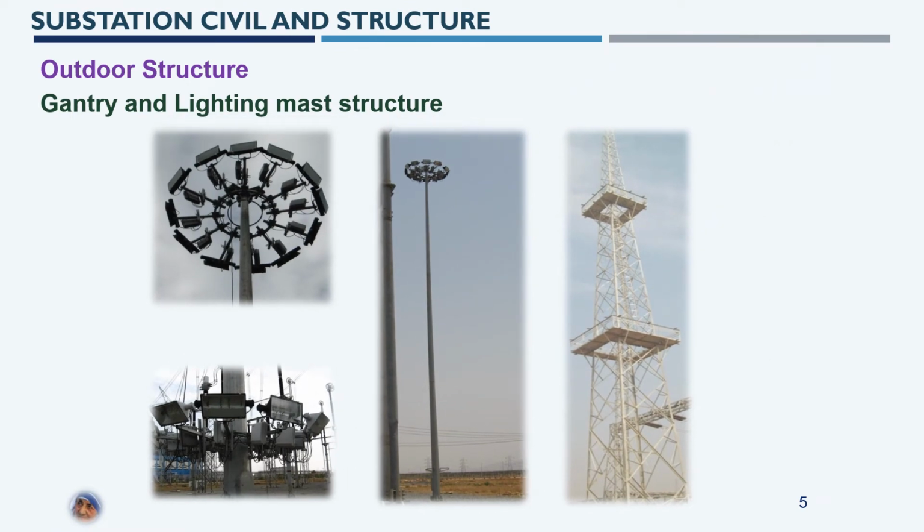This is a lighting mast picture. On the left side, the high level flood lighting and medium level flood lighting are displayed, and in the middle it is a hollow circular profile tower for a lighting mast. On the right hand side, it is a lattice bolted lighting mast having 2 levels of platforms.